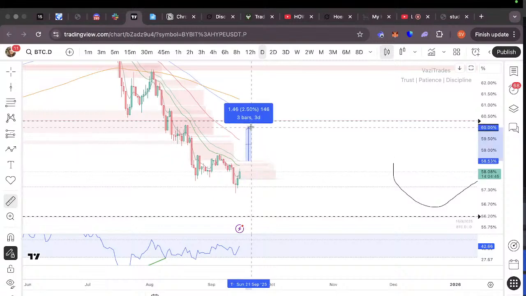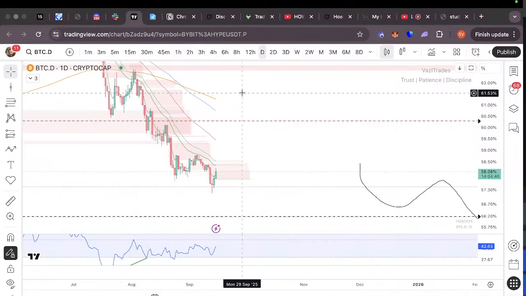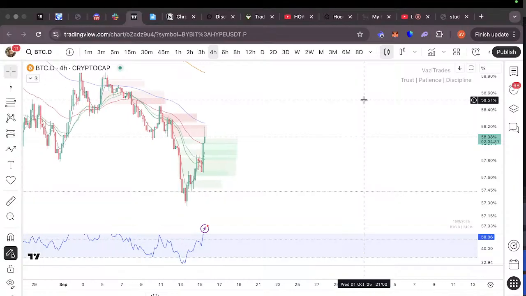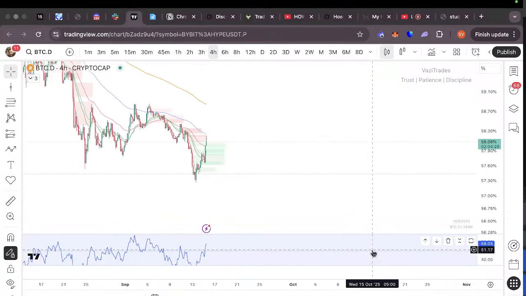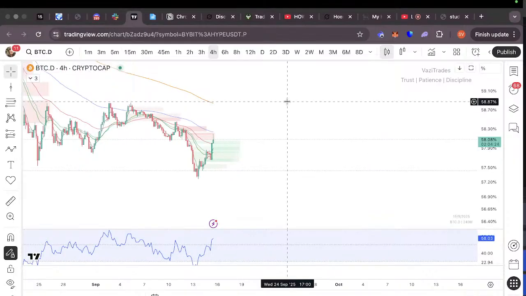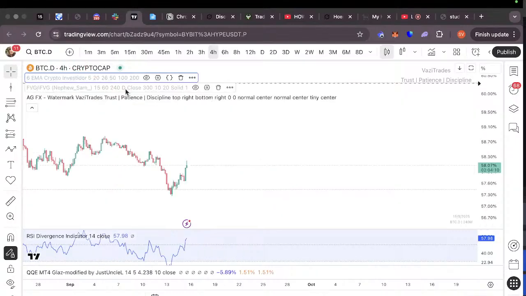A close above the EMA and boom, a pump of 1, 2, 3, 4, 5 days in a row, which is not good for altcoins. But we should go to a lower time frame again to see a better picture. So right now on the 4-hour we can see that it's respecting the 100 EMA, this blue line, and the 4-hour FVG.